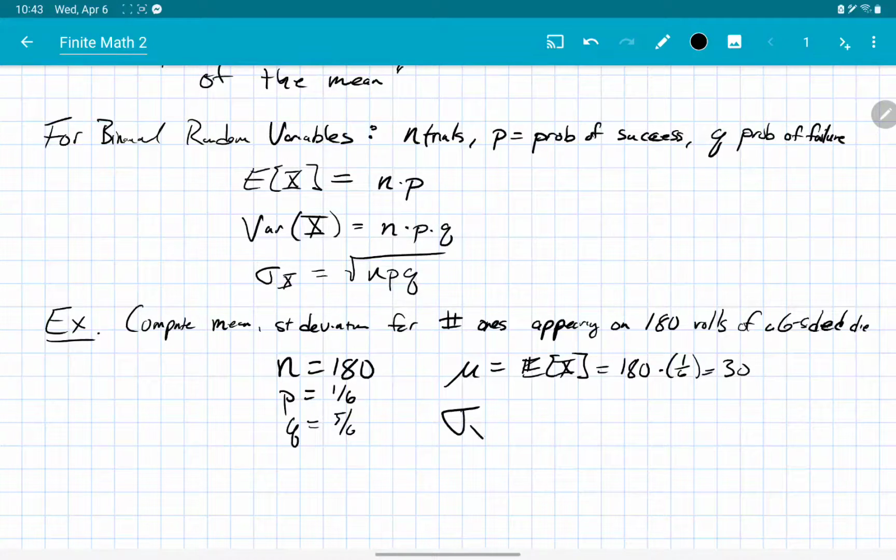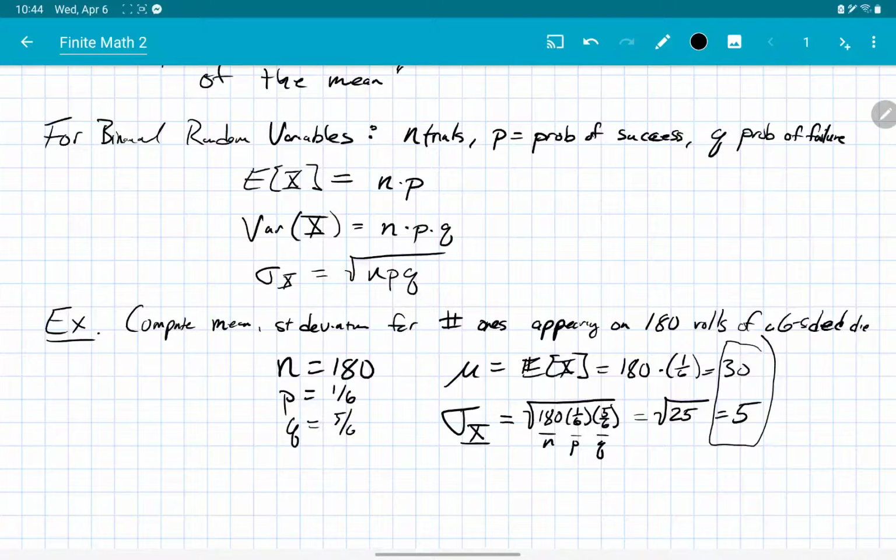So the standard deviation is going to be the square root of 180 times 1/6 times 5/6, because this is n, this is p, and this is q. When we compute that, we don't even need a calculator. We actually get 25. The square root of 25 is 5. So what we can say here is that the mean is 30, but the standard deviation is 5. So we should expect to get 30, but we expect to vary from 30 by about 5.